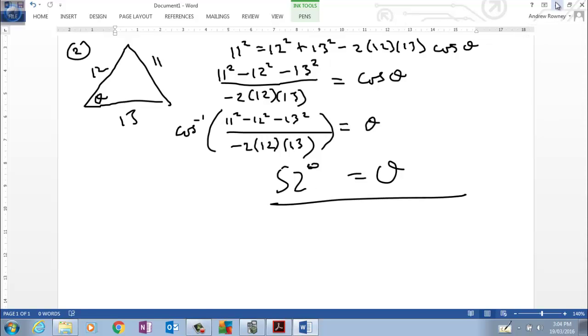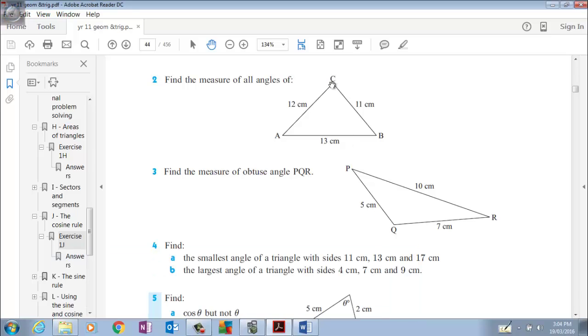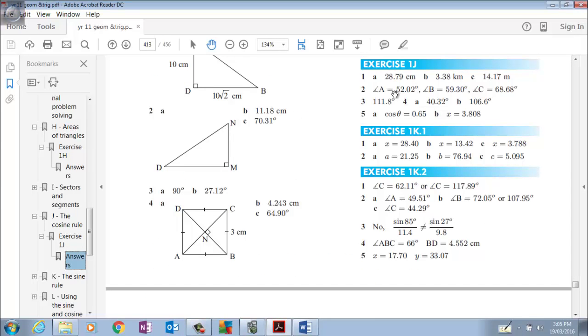Okay, so you try getting the other angles, and you could try 3 also. So just pause for your working. And here are the answers: 52, 59, 68, and 3 was 111.